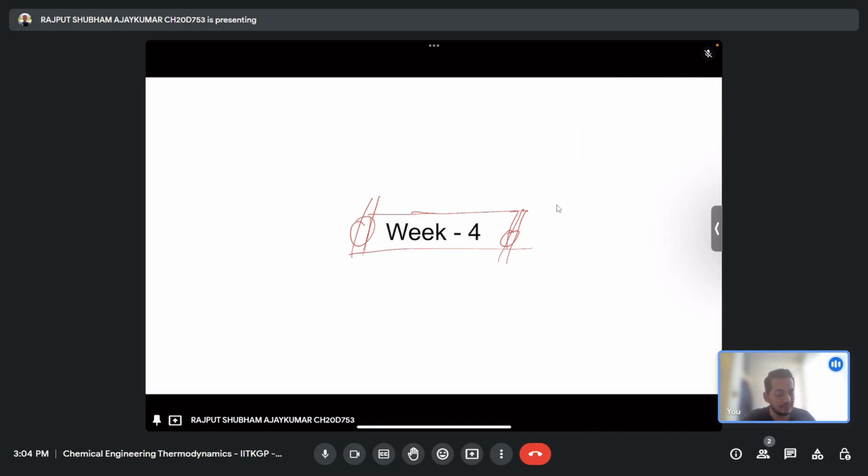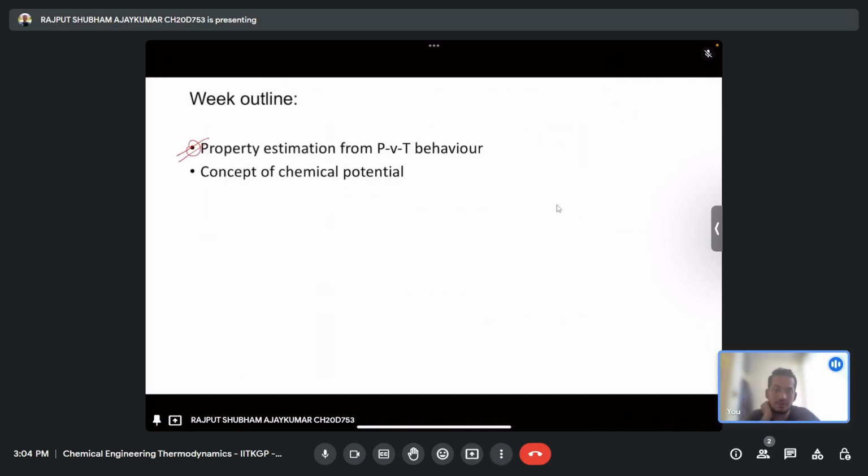So in week 4 the content is like this. The first one talks about the property estimation for the PVT behavior. In the last week, in week 3, I showed you two different plots which correspond to the PVT diagram of any fluid, like a pure fluid or an ideal fluid. In the last week, I showed a plot like this.